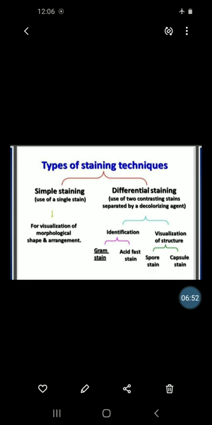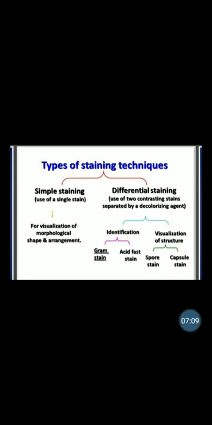There are two main purposes. First, identification, and second, visualization of structure. In identification, basically two staining techniques are used. First, gram stain, or it is called gram staining, and second, acid fast stain, or it is called acid fast staining. And for visualization of structure, there is use of spore stain, that is endospore stain or spore staining, and second, capsule stain or capsule staining.